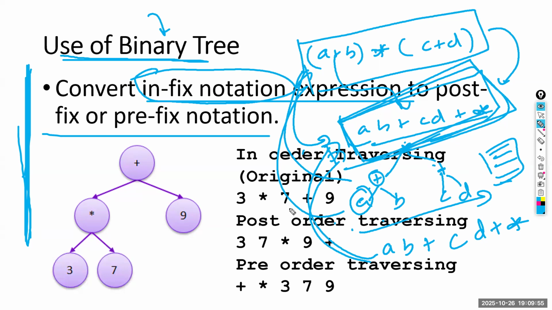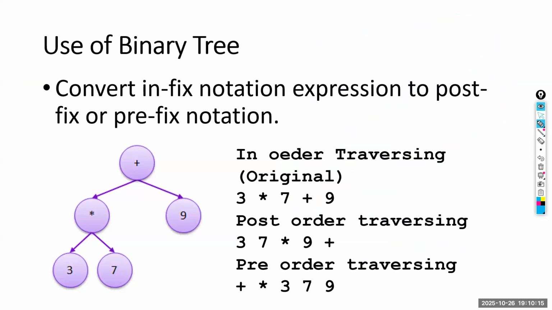Okay, that is a very simple scenario. If you have brackets and so on, things are a little bit more complex, but let's not get into that complexity. But you must understand that binary trees facilitate these conversions, programmatically.